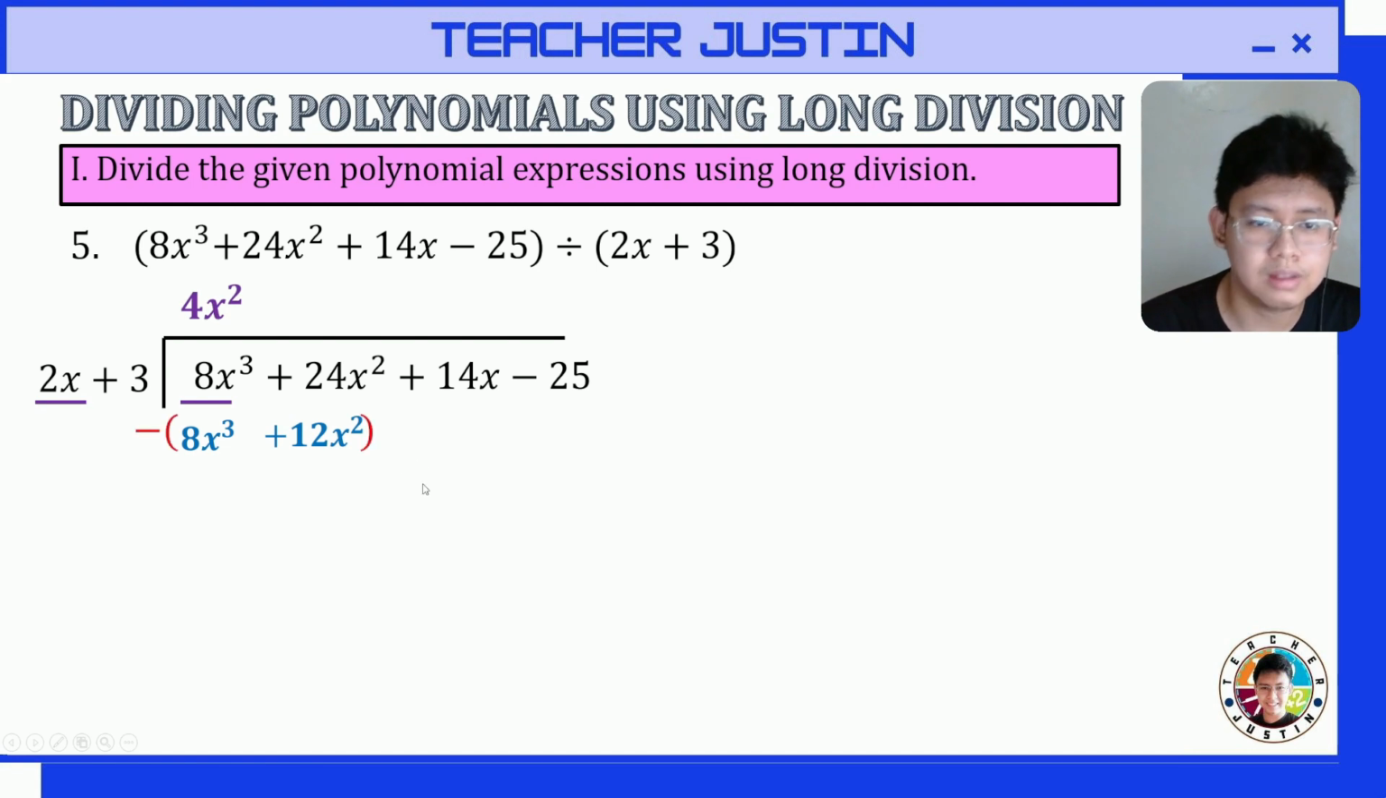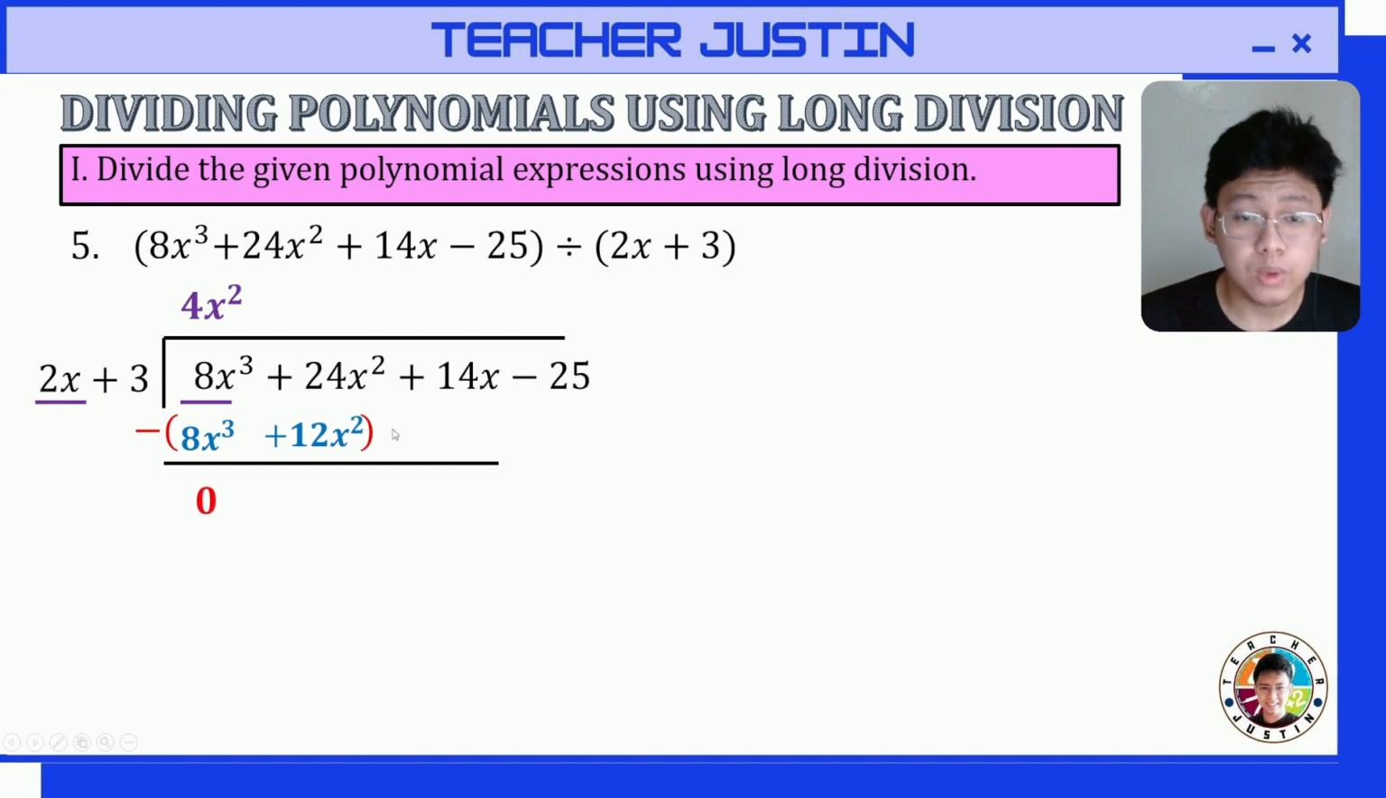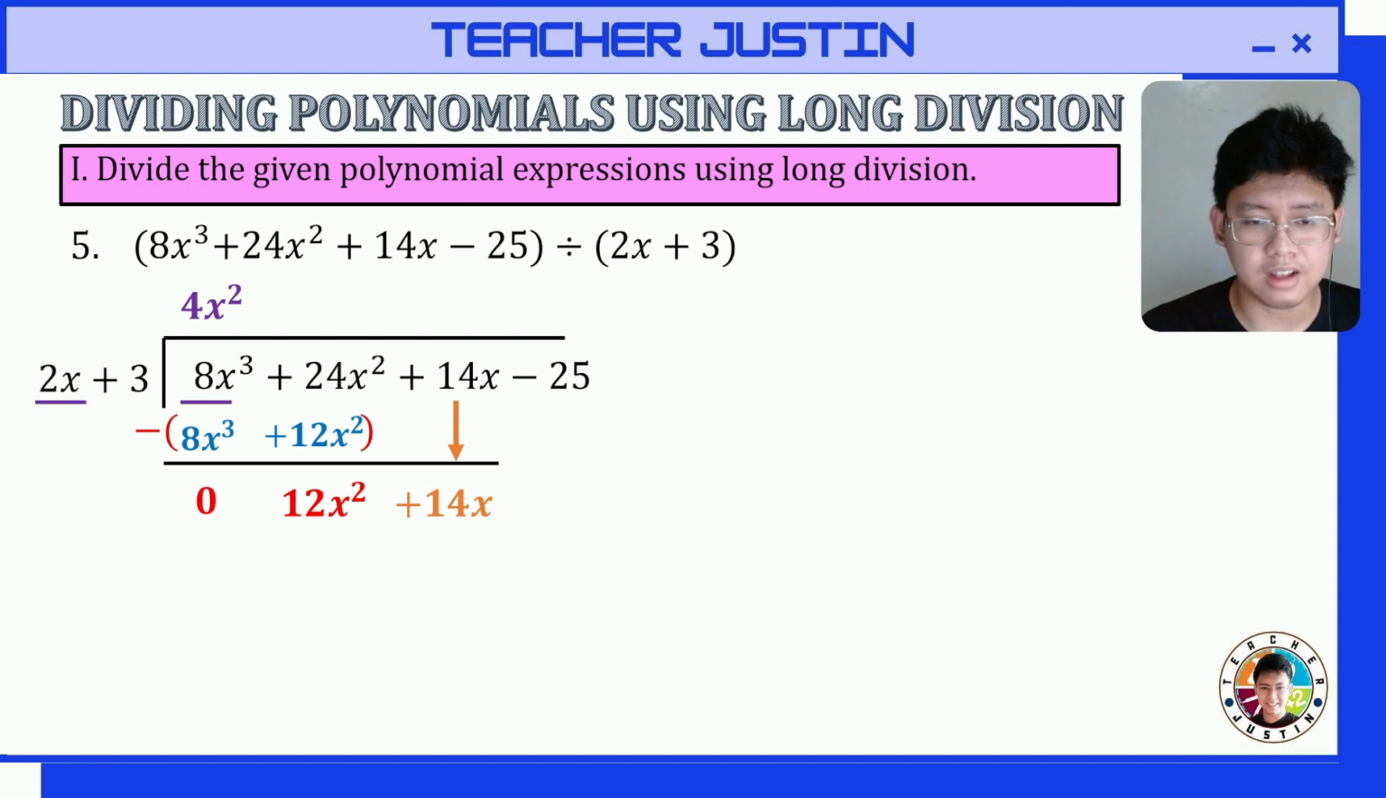Then, let's subtract. So, 8x cubed minus 8x cubed is 0. 24x squared minus 12x squared will be 12x squared. So, after natin mag-subtract, we bring down the next term, 14x. Then, let's repeat the procedure by dividing the first term by the first term. So, 12x squared divided by 2x will be 6x.